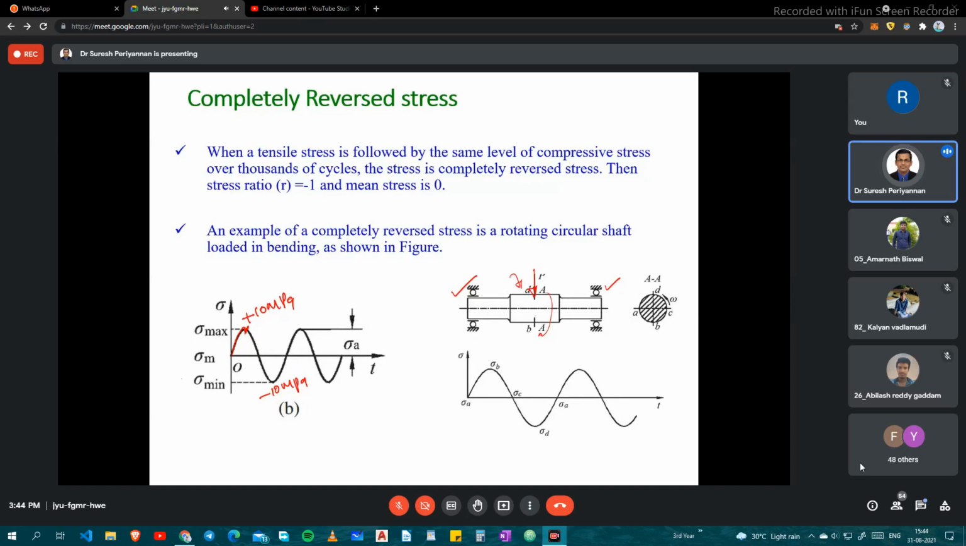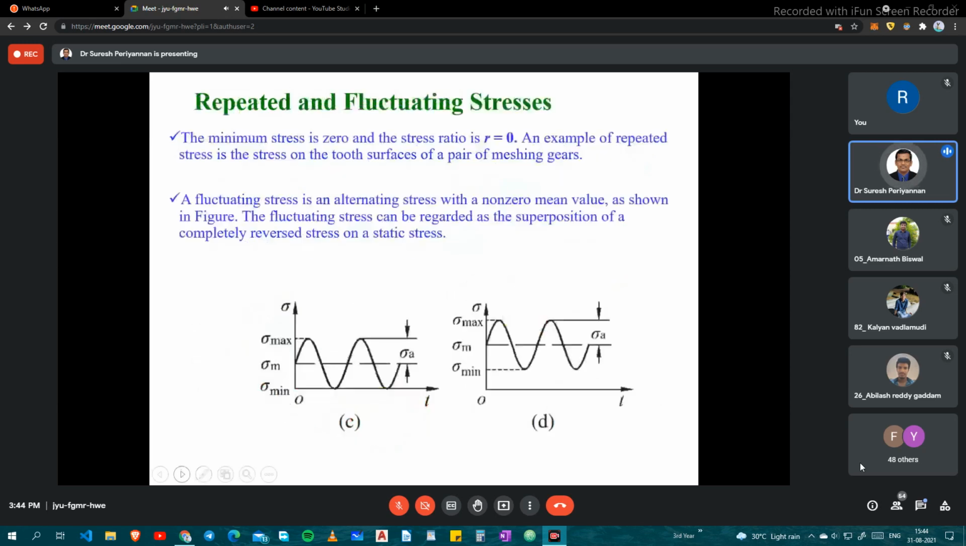Hence, this is completely reversed stress, because when the top region is subjected to 10 megapascal compressive, the bottom region is subjected to 10 megapascal tensile, in that manner. Now, in this case, what is the sigma mean? The sigma mean is 0. So you may expect this kind of question in objective questions. Now I come to the next one.